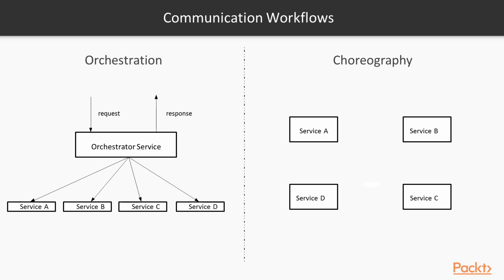The second one is called choreography. It's based on having multiple services where each one plays its own role. For instance, when there is an incoming request, Service A would receive it, perform some processing for its own purposes, and then pass it on to Service B. That service performs its own processing as well, and then passes the request on. This goes on and on until all the services have processed the request.